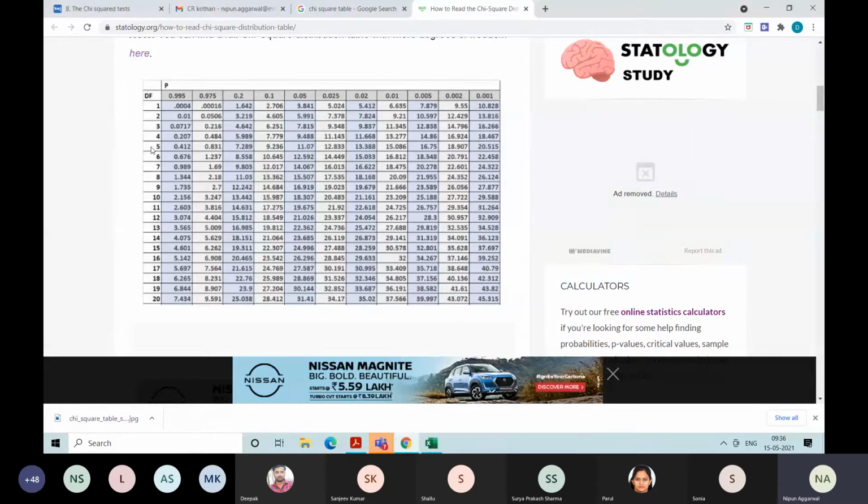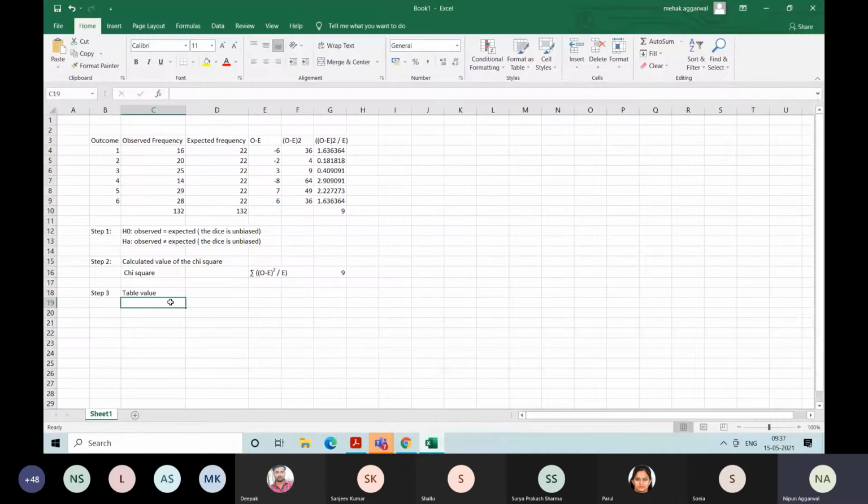So we have to check for this 5, and the level of significance by default is 5%. So we have to go for 5%. So 5% means 0.05. So the answer becomes 11.07. So the degrees of freedom is 5 and your level of significance is 0.05. So your table value becomes 11.07. If you look up the table value of the chi-square, it comes out to be 11.07. So that is your table value.